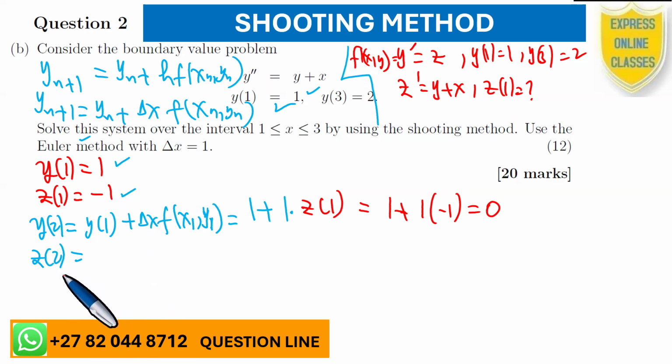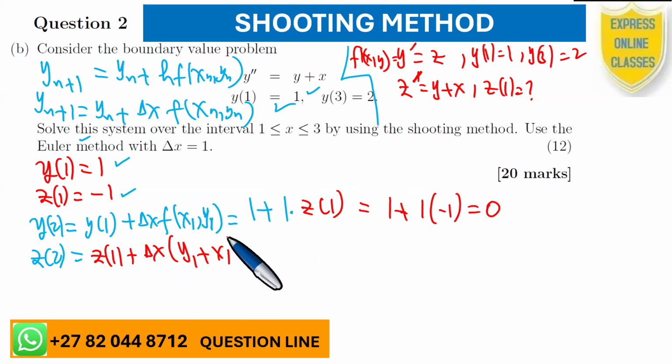Okay, now let's deal with Z2. For Z2, we're going to use our Euler as well. Euler is Taylor 1, which gives us Z1 plus delta X times Z prime, which is Y1 plus X1, like so. Here Z prime is the derivative, just as Y prime was before.